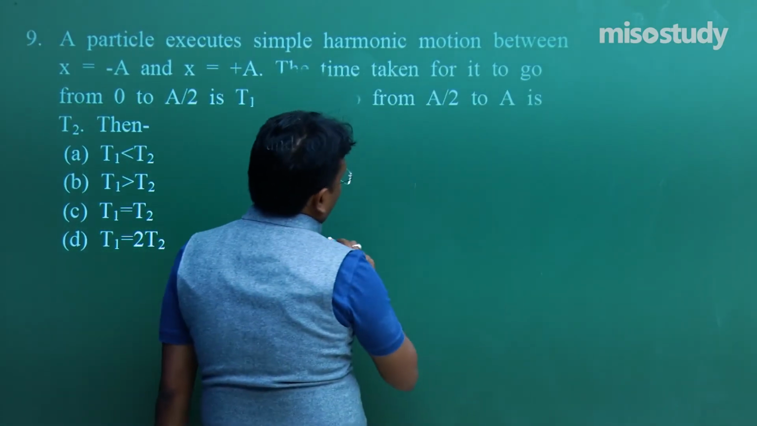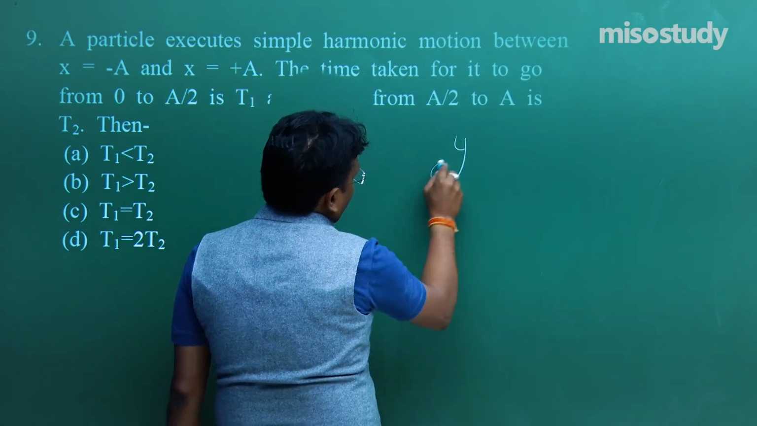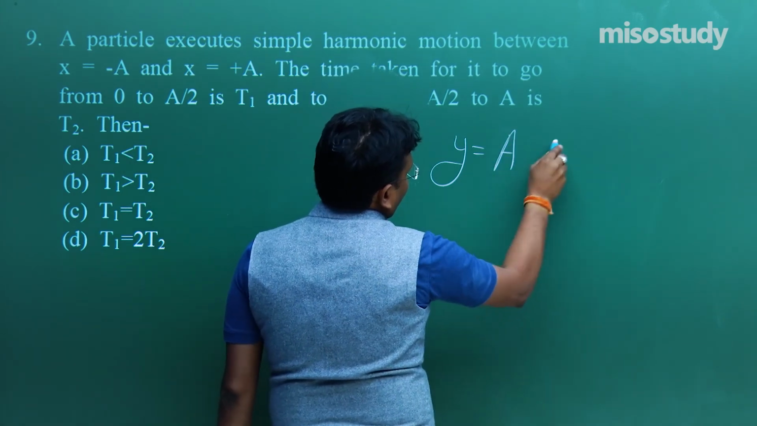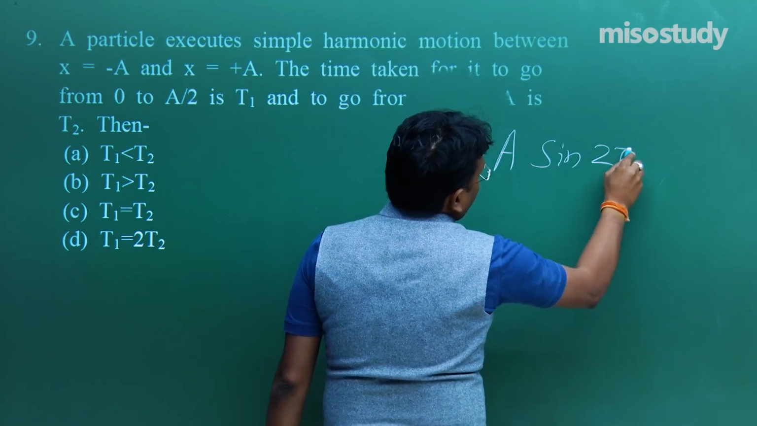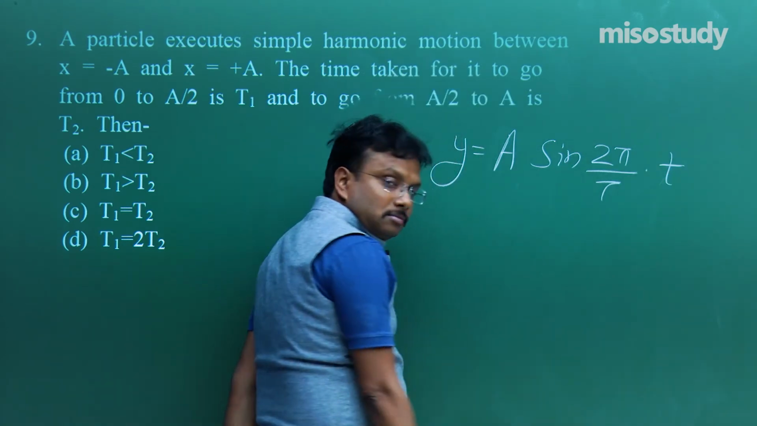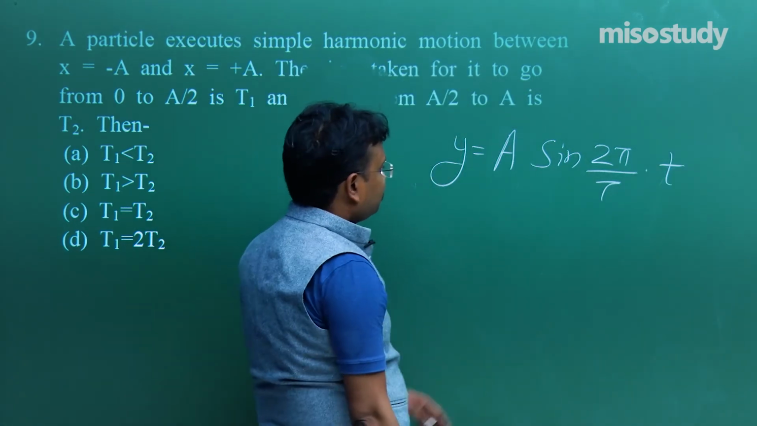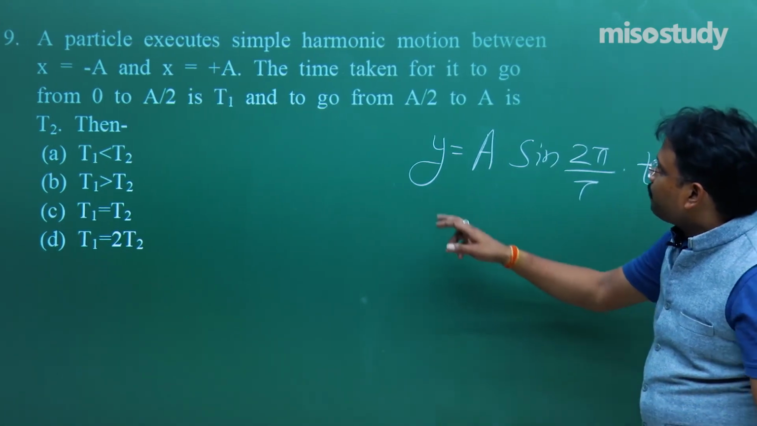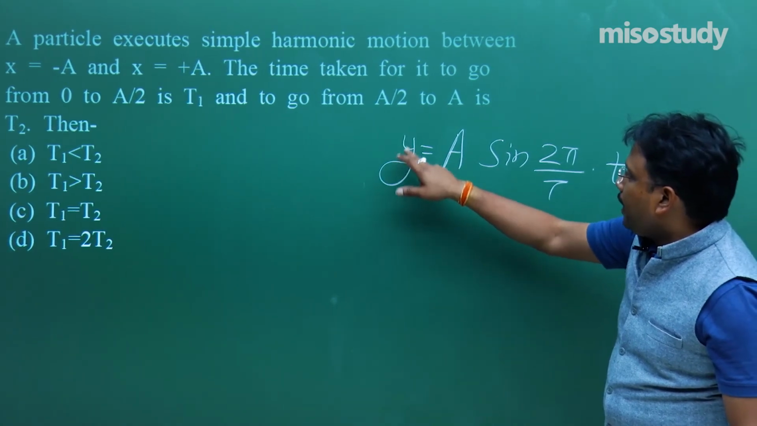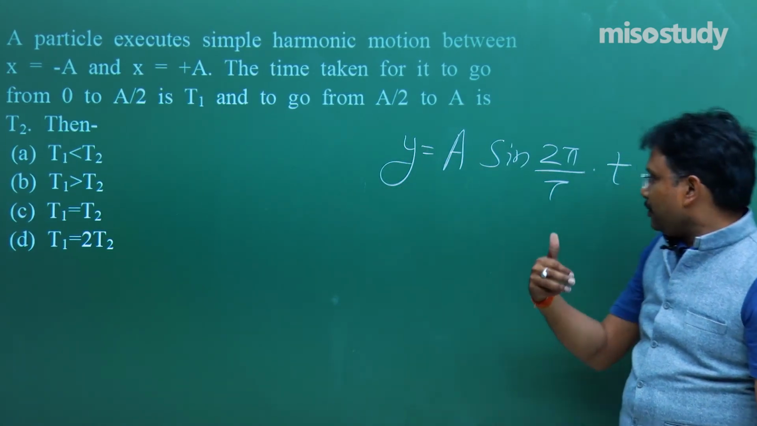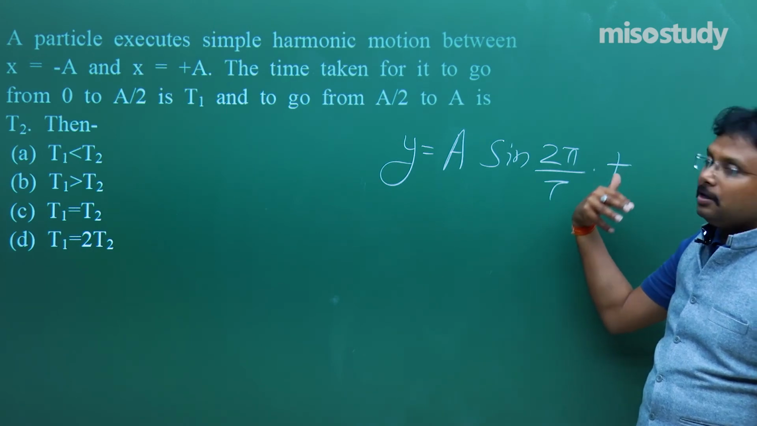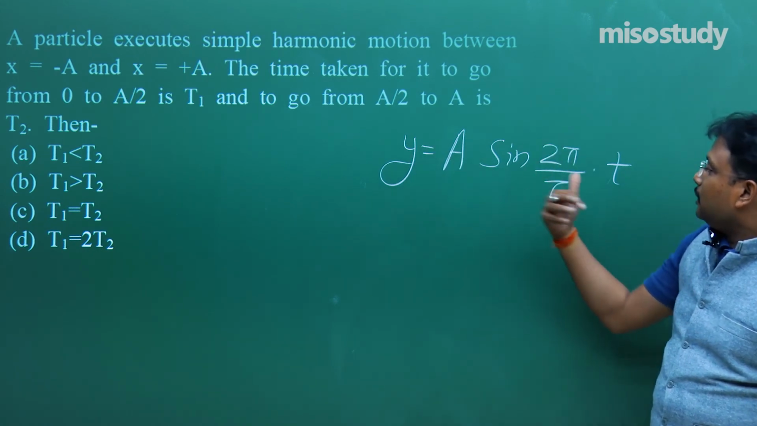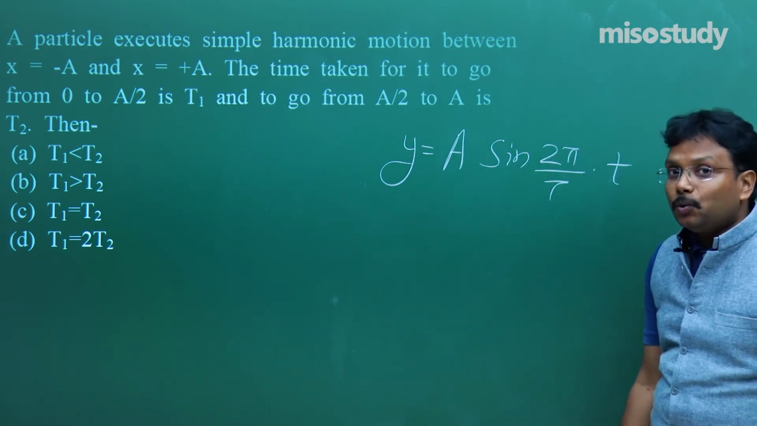Now, please try to understand in this fashion. y is equal to a sin(2 pi t upon T). Simple makeup, that's it. Okay. Now, just take a look over here. When y is equal to a by 2, this small t is t1. Imagine. When y is equal to a, this small t is t2.